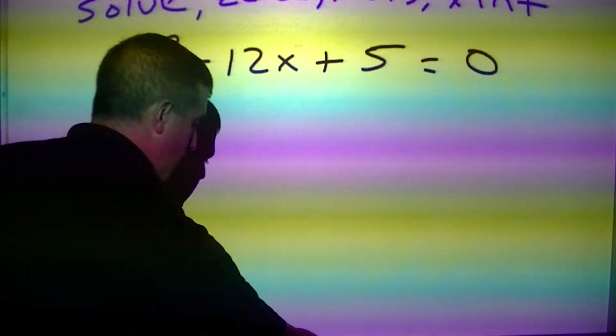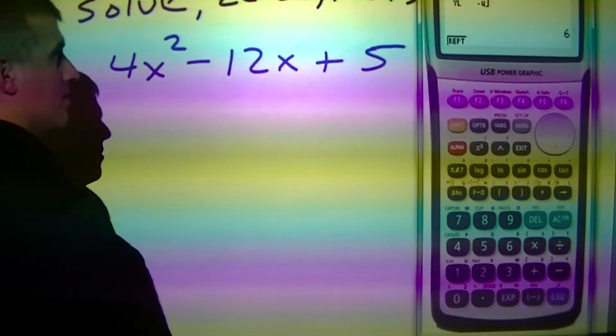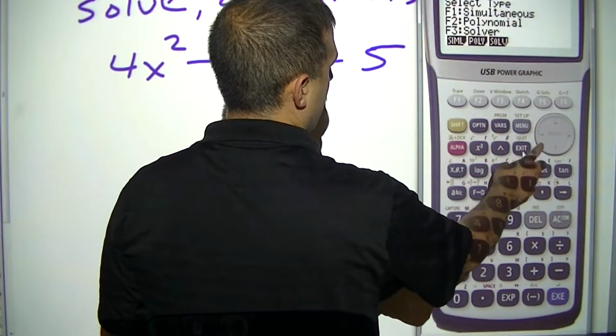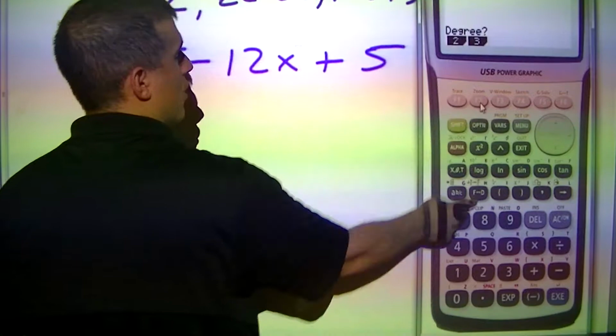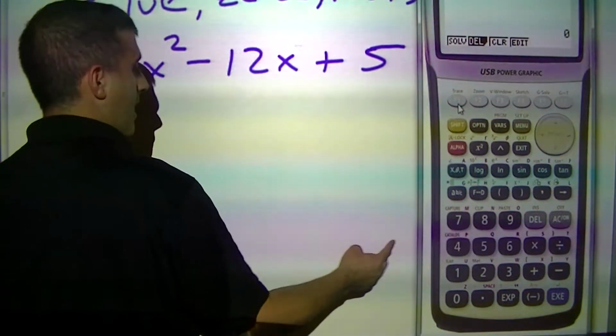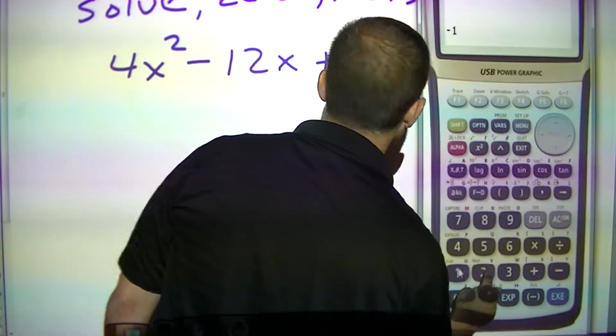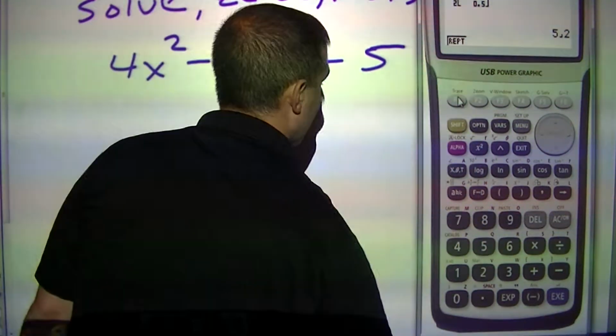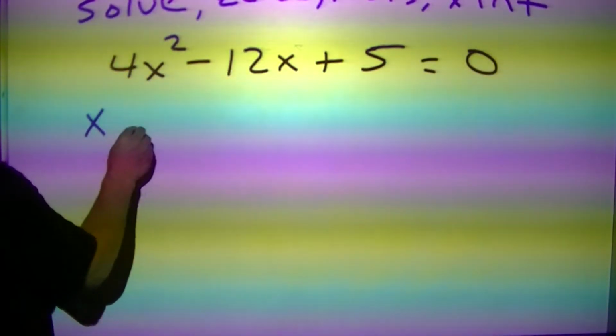Where I'm going to go is menu, equal. Let me go back here. I'm going to select the one that says polynomial, degree 2. Type those numbers in, 4, negative 12, and 5. Solve. So I get an answer of x equals 5 halves.